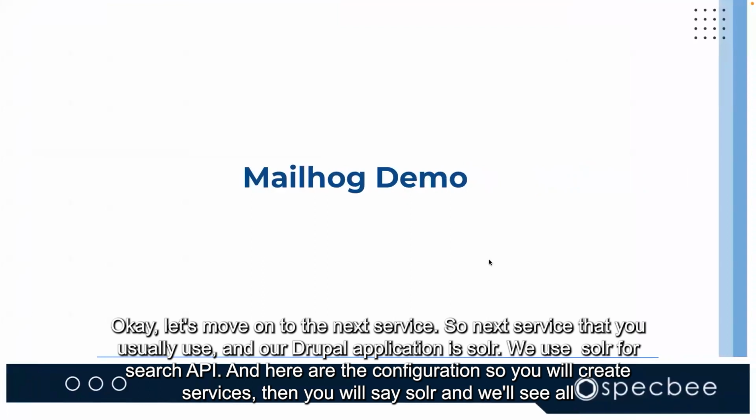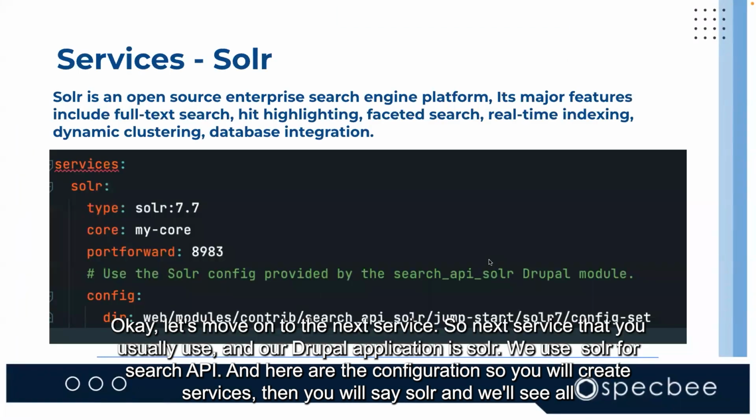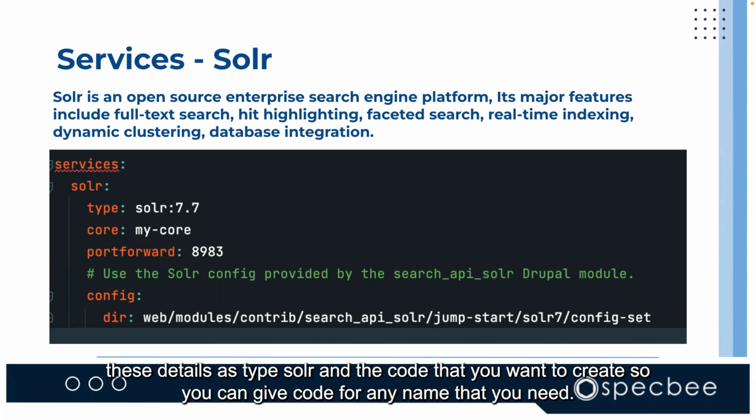Okay, let's move on to the next service. The next service that we usually use in our Drupal application is Solr. So we use Solr for search API, right? And here are the configurations. You will create services, then you will say Solr, and you will give all these details: type Solr, and the core that you want to create.